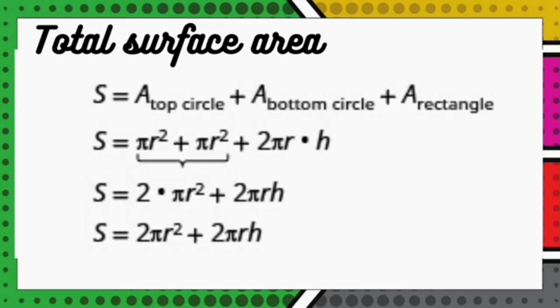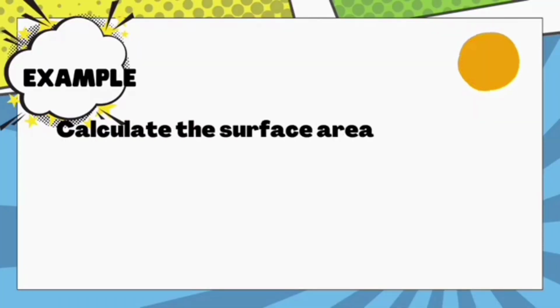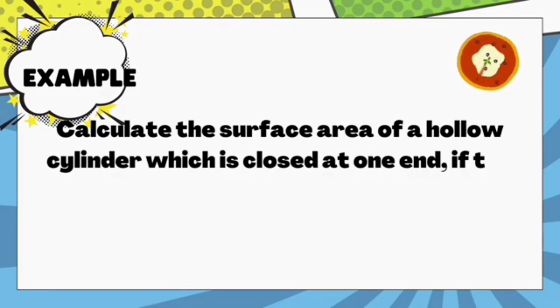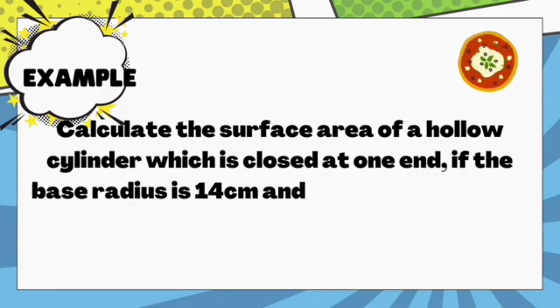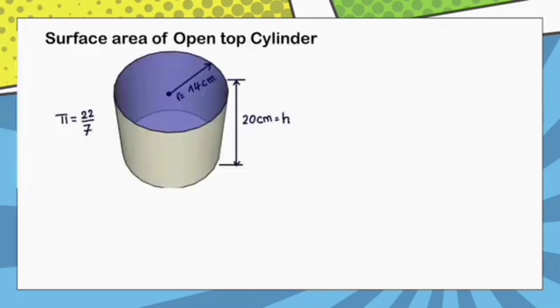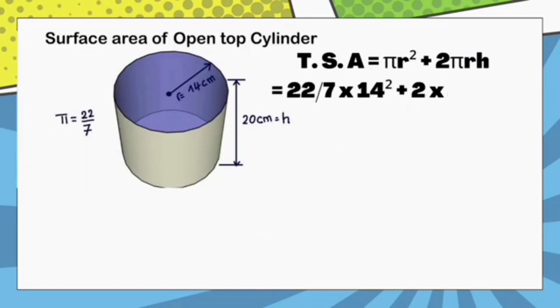In our next example, let's calculate the surface area of a hollow cylinder, which is closed at one end, if the base radius is 14 centimeters and the height is 20 centimeters. From the solution, because the cylinder in this question is an open cylinder, the surface area is pi radius squared plus 2 pi radius height.